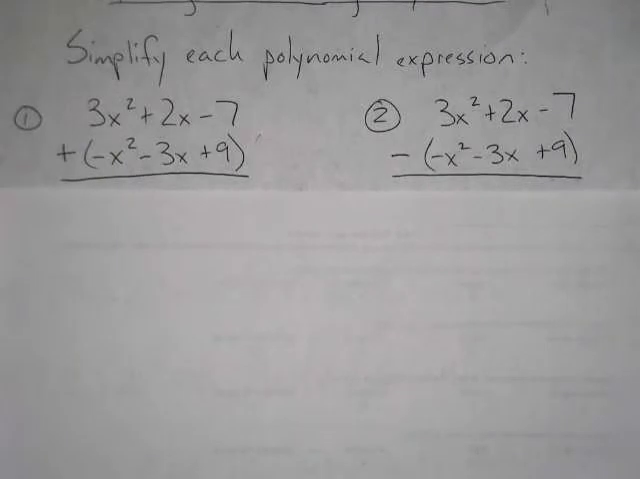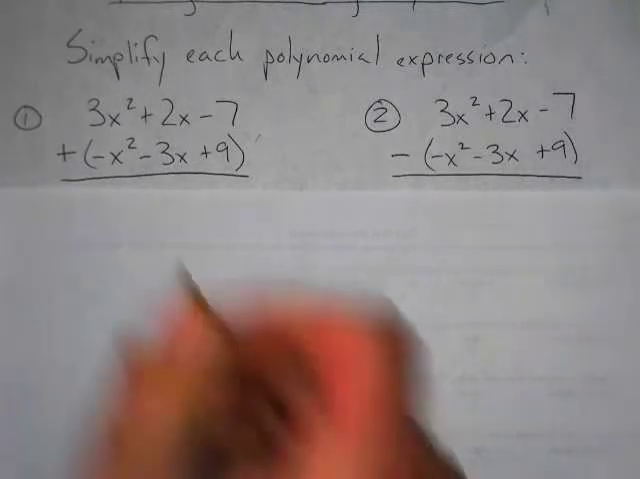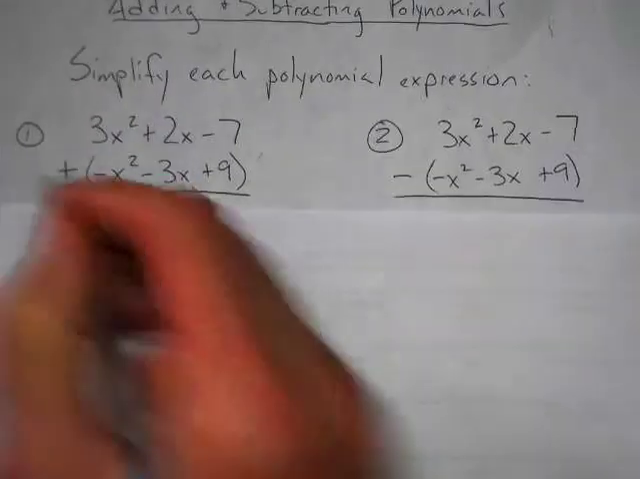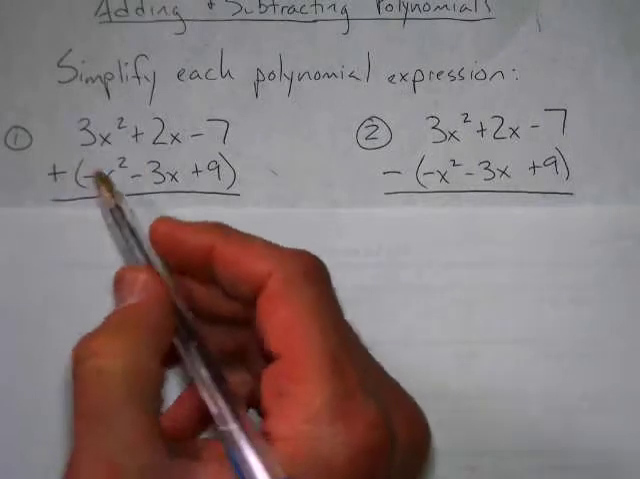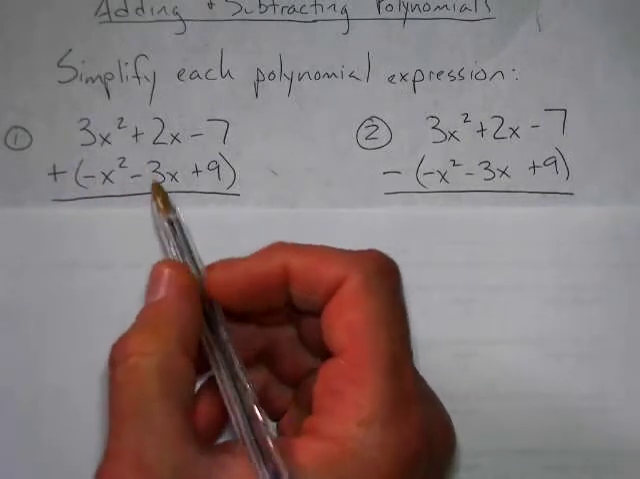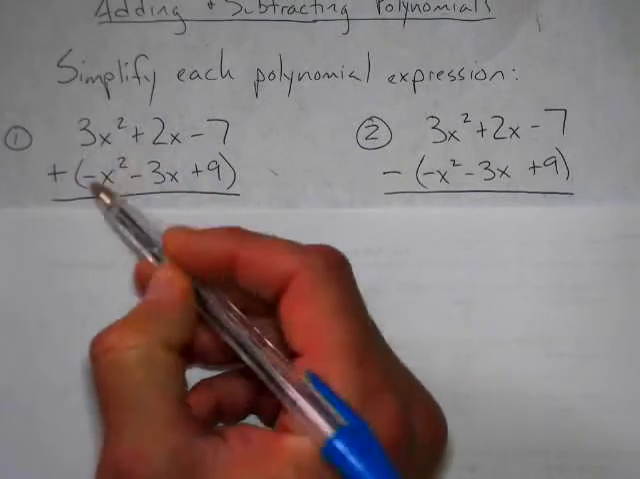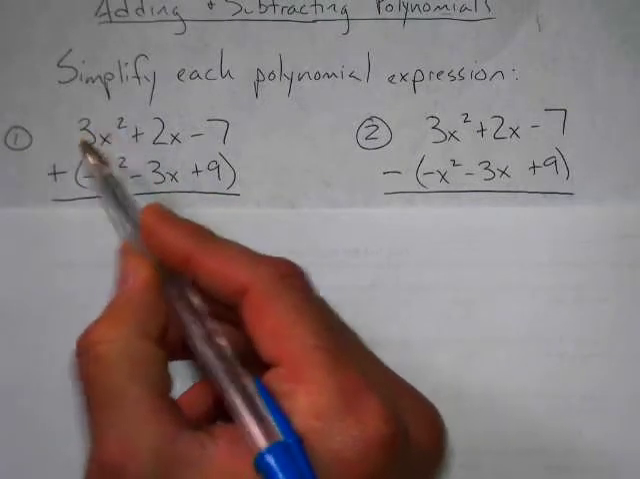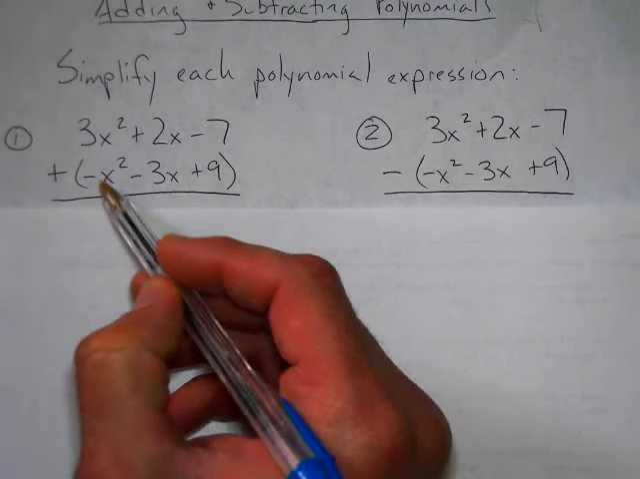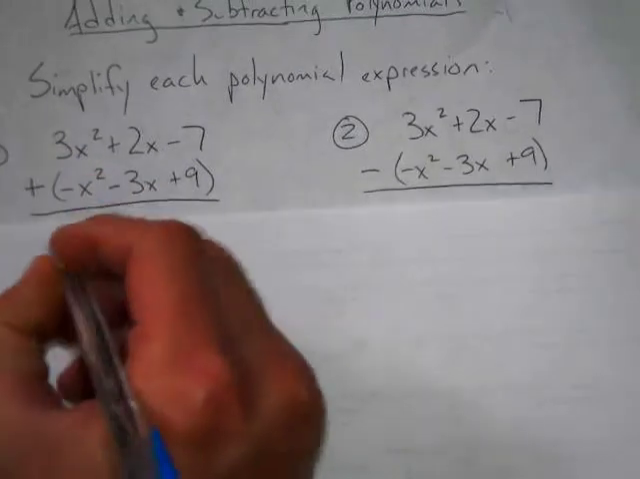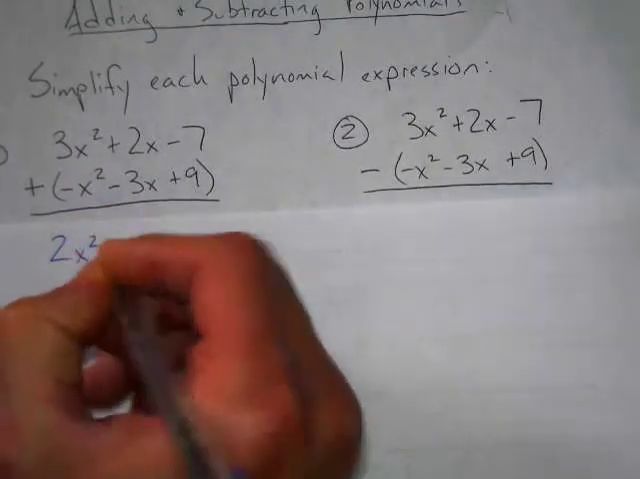So we've modeled this with algebra tiles. We can also model this with the straight down algorithm that we have used before in elementary school. So if we're looking at number one and we're adding these two polynomials, we already know what the answer is by modeling it with algebra tiles, but this is how it would work. We have our x squareds lined up, three of them plus negative one of them. So 3 plus negative 1 is positive 2, so there are 2 x squareds.